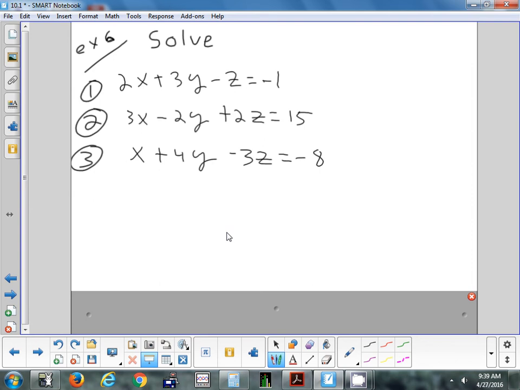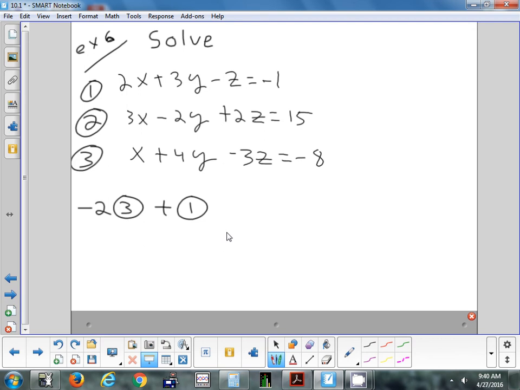And I'm going to show you how we're going to write that. We're going to do -2 times the third equation. Any number that I circle represents an equation. Okay, so -2 times the third equation, and we're going to add that to the first equation. And that's going to give us a new equation. We'll call that equation 4. Right, so let's do that out. -2 times the third equation: -2x minus 8y plus 6z equals 16. Okay, multiply everything in the third equation by -2.